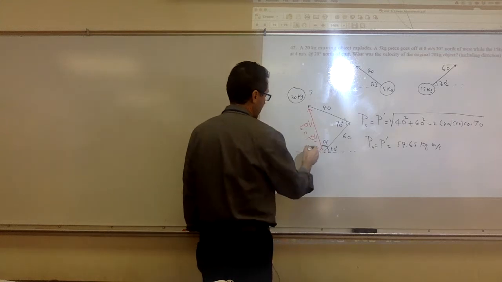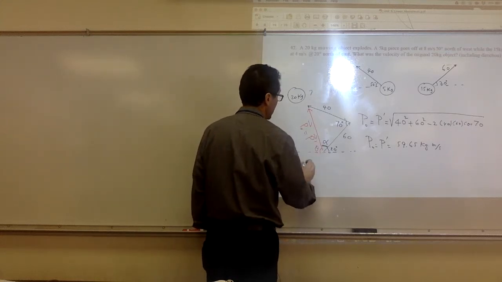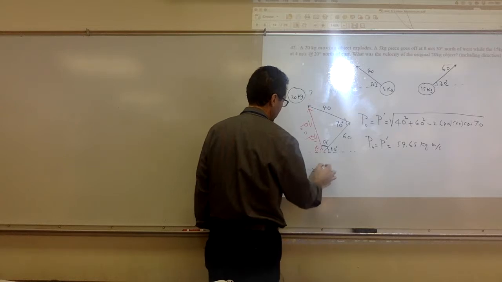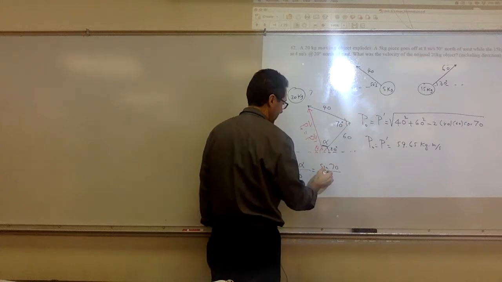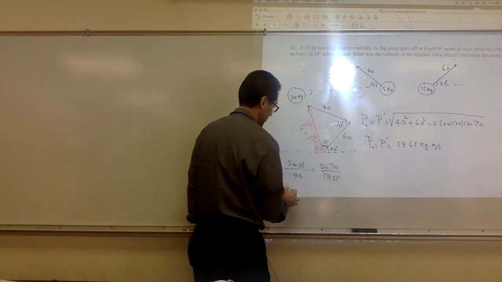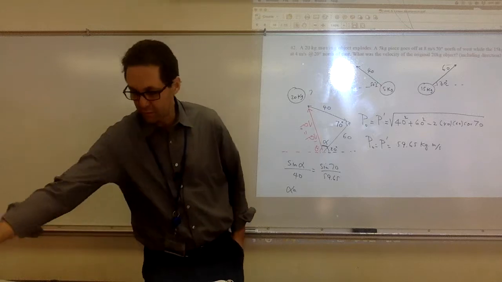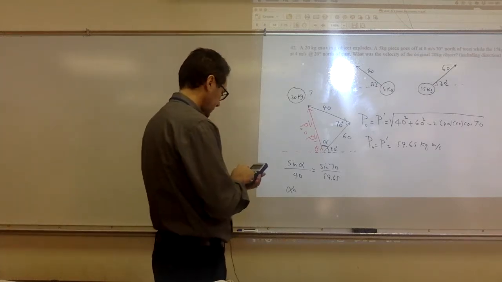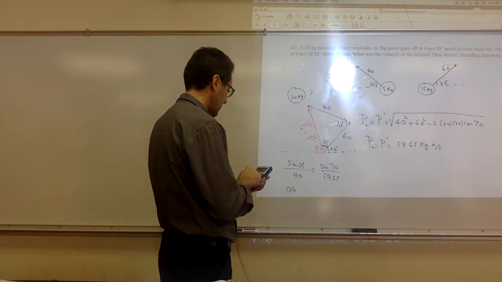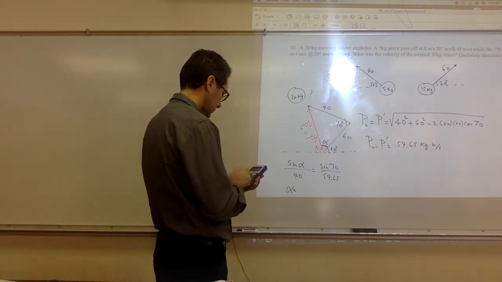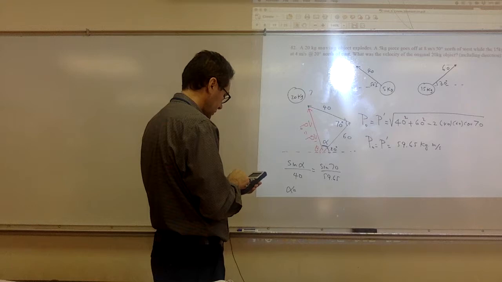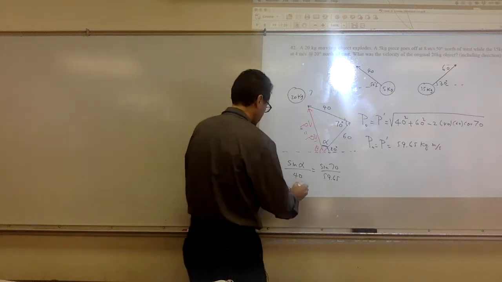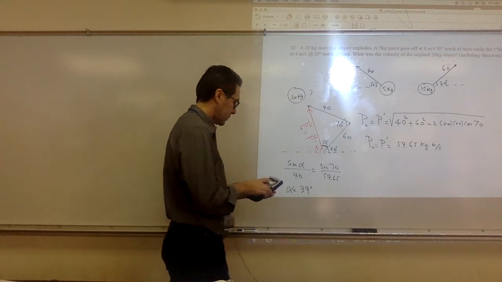Okay, so let's see. I'm going to do law of sines. Sine of alpha over 40 is sine of 70 over this leg here, which is 59.65. So this angle here is going to be sine of 70 times 40 divided by 59.65, and we take an inverse sine. All right, so this angle here is about 39 degrees.